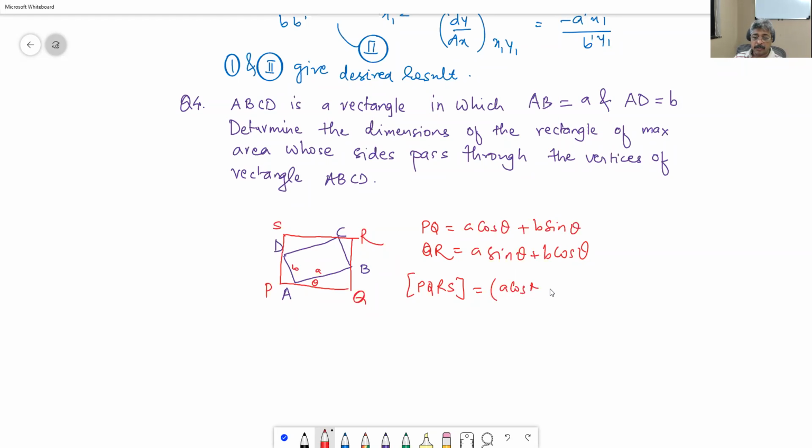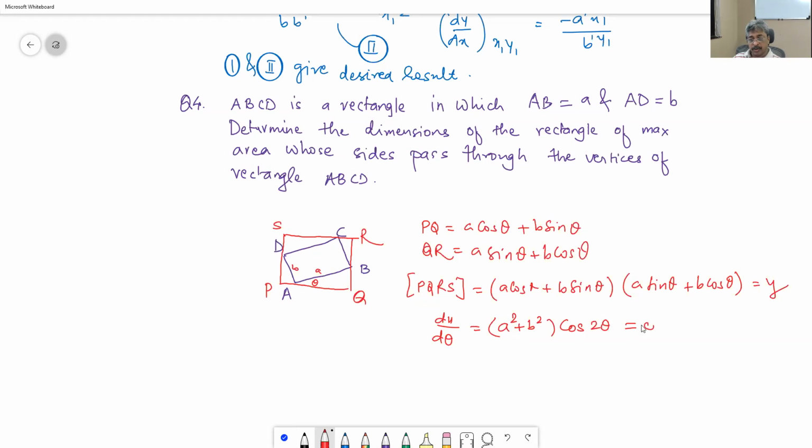A cos theta plus B sin theta into A sin theta plus B cos theta. You can consider this as y, and then you can simplify it a little bit, and maybe you can take dy by d theta. If you do it meticulously properly, then you will end up getting dy by d theta is equal to (a square plus b square) times cos 2 theta.